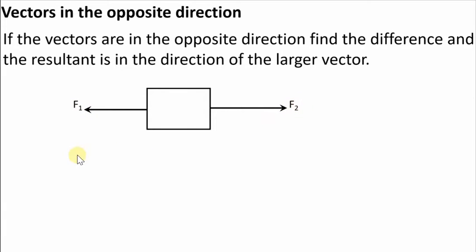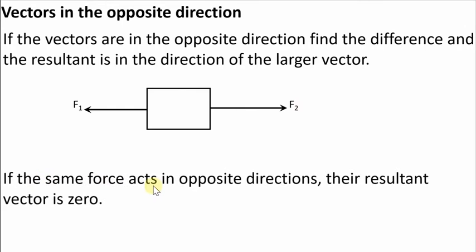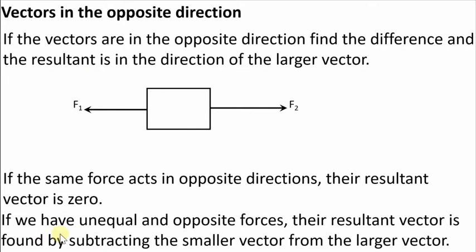So we are saying if the same force acts in opposite direction, their resultant vector is 0. Okay, so if these were the same forces, here maybe 40 Newton, 40 Newton, then it will be 0. And we are saying if we have unequal and opposite forces, their resultant vector is found by subtracting the smaller vector from the larger vector.